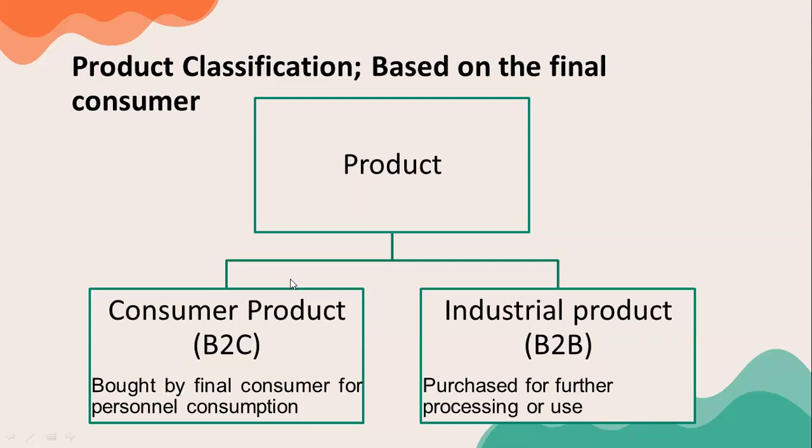Is that company purchasing for personal use? No, that company is purchasing mango as an input for the organization's further activities. They buy mango for their factory as an input needed for further processing, to make jam. At that time, that mango becomes a B2B product, a business to business product, or else an industrial product, right?